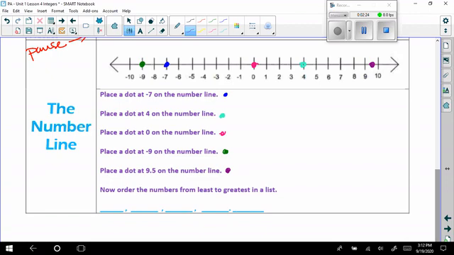Now putting them in order is a lot easier because now they're already in order on the number line. I can just rewrite them. So -9, -7, 0, 4, and then the 9.5.